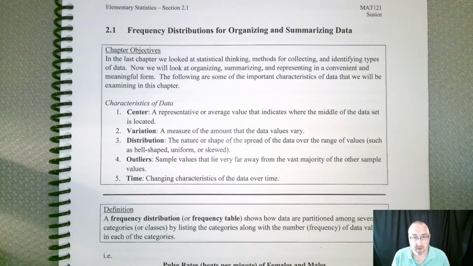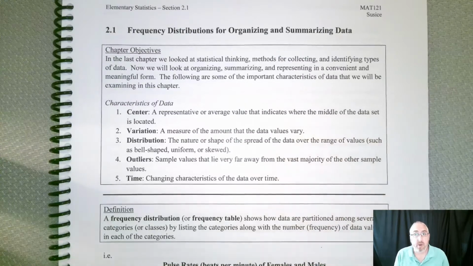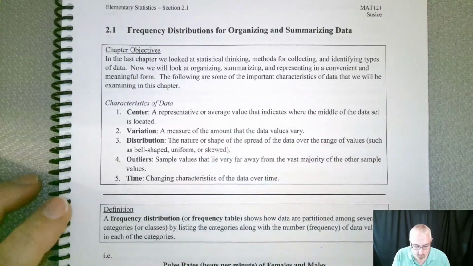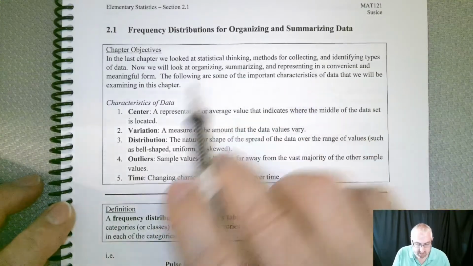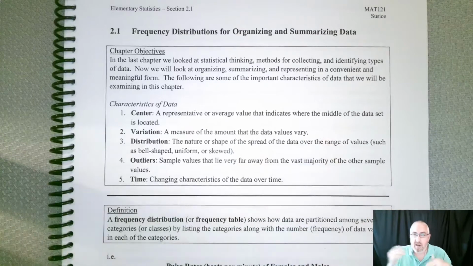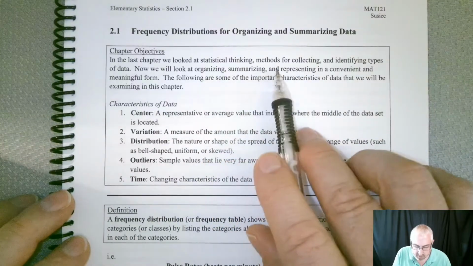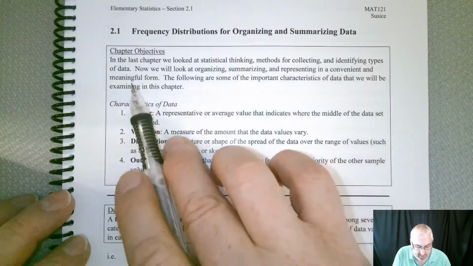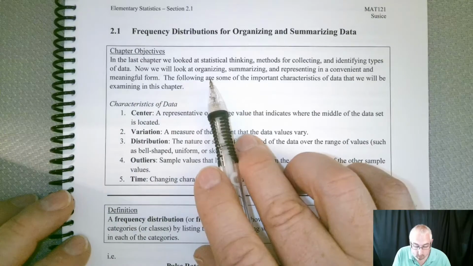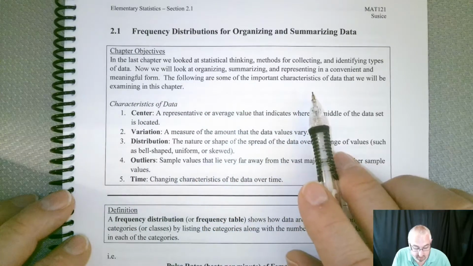So we're going to be jumping into chapter 2 now, and that gets into frequency distributions as well as other techniques for summarizing data. So 2.1, the first part of this, gets into just the chapter objectives, so it kind of gives a ballpark overview of everything. If we look at the last chapter, we looked at statistical thinking, methods for collecting and identifying data. Now we will look at organizing, summarizing, and representing in a convenient and meaningful form.